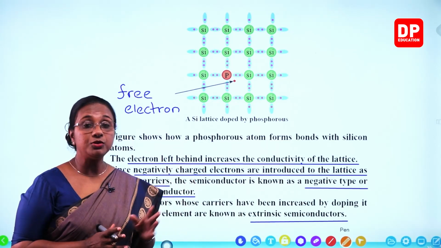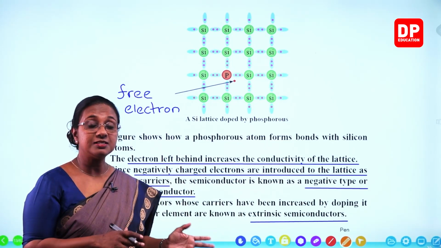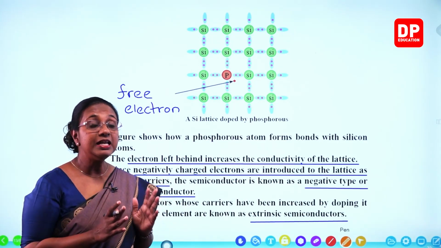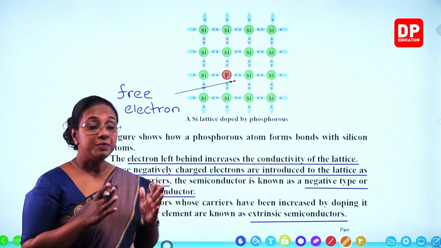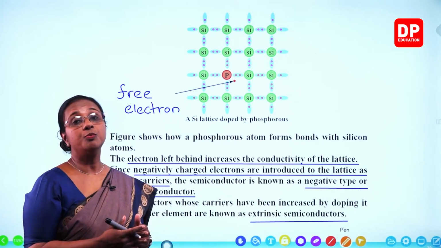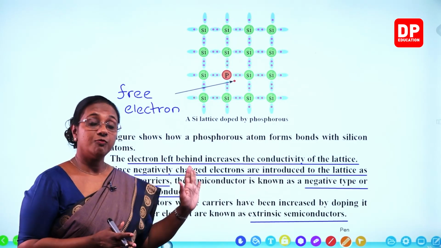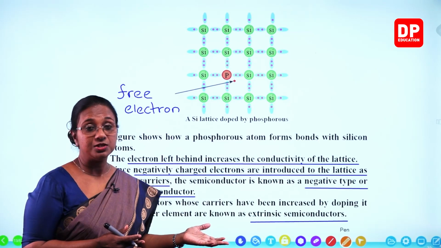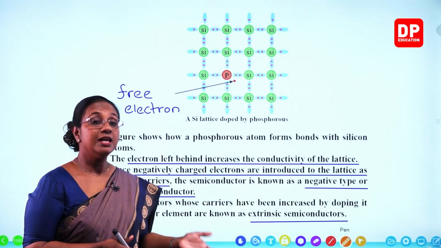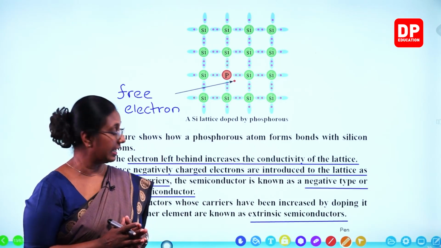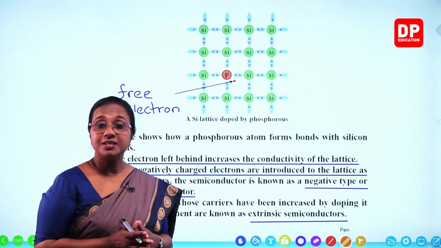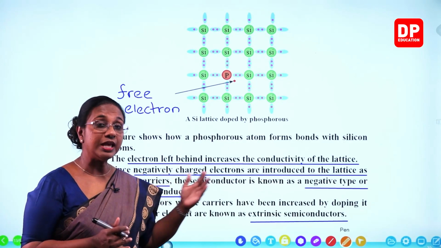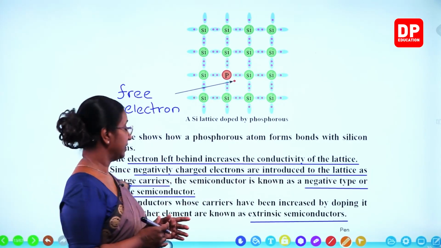So I told you all about two types. The pure semiconductors, which conduct a small amount of electricity, are the intrinsic semiconductors. The pure semiconductor after doping with another element. Now we discuss the group 5 element. We will be discussing group 3 elements also, doping with group 3 elements. Then when they are doped with another element, they are known as extrinsic semiconductors. Is that clear, students? Then I will move on to the next slide.